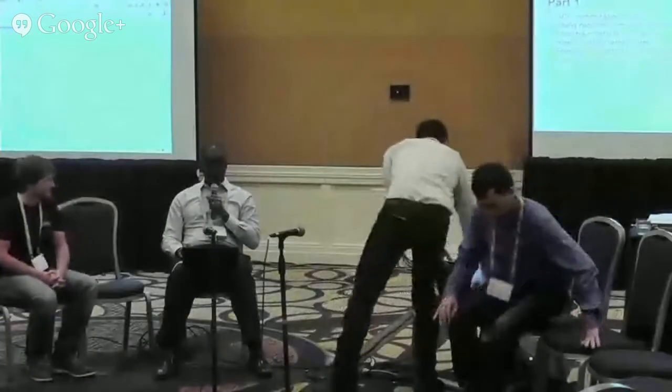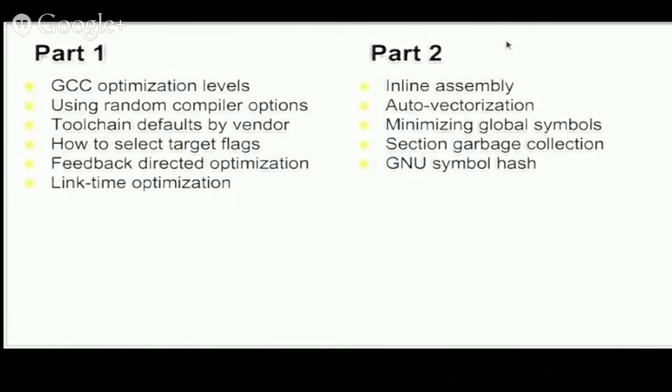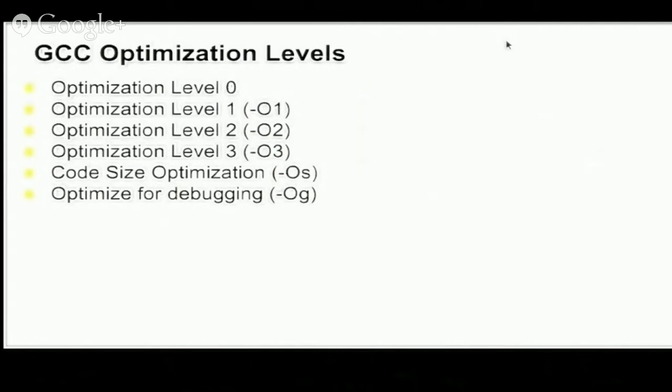Thank you. So we've got a part one and a part two. I'm going to first cover GCC optimization levels. I'm going to assume that most of you are pretty comfortable, and I'm just going to go through this very quickly. If you have any questions about any optimization levels, please stop me. Otherwise, I'll assume that you're pretty familiar with this.